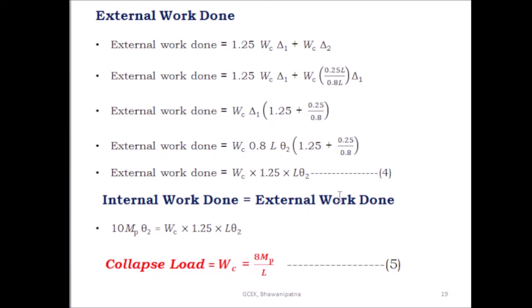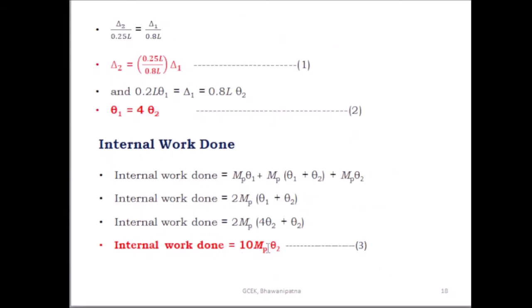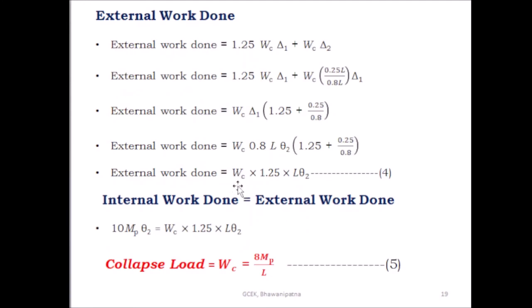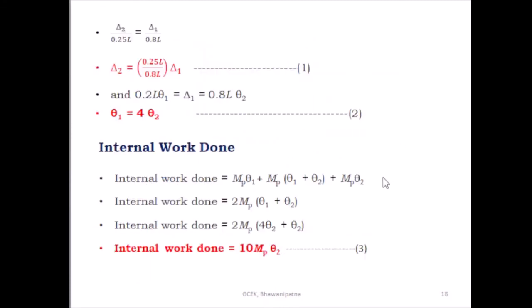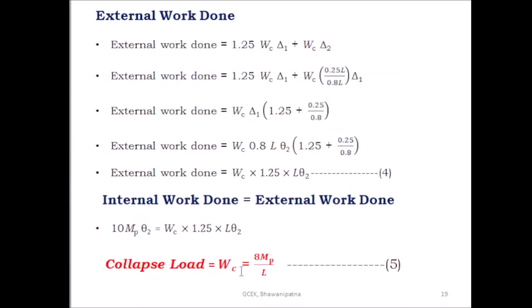Then find out the collapse load by equating the internal work done with the external work done. We know the internal work done is equal to 10 Mp into theta 2 and the external work done is equal to WC into 1.25 into L theta 2. Equating these two, from this relation we have the collapse load WC is equal to 8 Mp divided by L. So this is the collapse load from mechanism 1. From this mechanism, the collapse load is equal to 8 Mp divided by L.